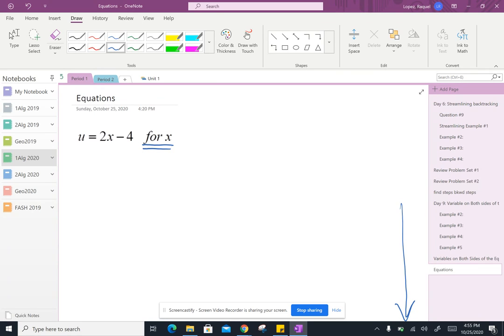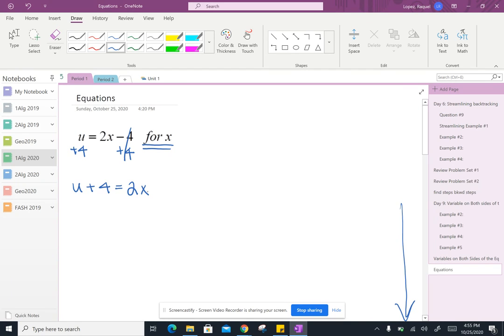To start getting it by itself, I'm going to start off by adding 4 on both sides of the equation. That gets rid of this over here. And then on the left side, since u and 4 are not like terms, I'm left with u plus 4 equals 2x. And then our final step in getting x by itself is by undoing this 2 right here.